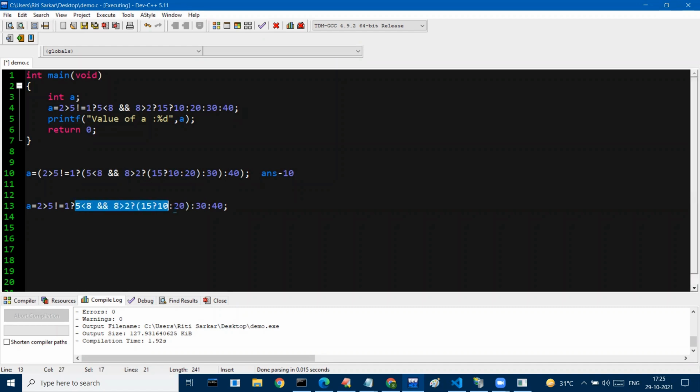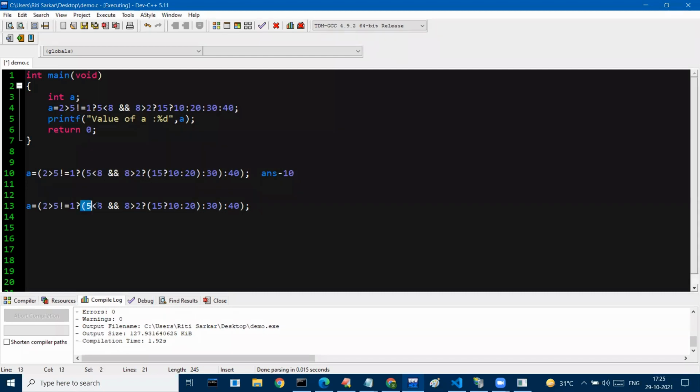So what we can do here is put this entire part under a bracket. Lastly, this is my expression 1, this is my expression 2, and this is my expression 3. If you want you can put the bracket here, otherwise it is not required. Now go for evaluation. First, 2 greater than 5 not equal to 1. Which part will work first? Greater than has high precedence. So 2 greater than 5 is false, that is 0. 0 not equal to 1, that is true.